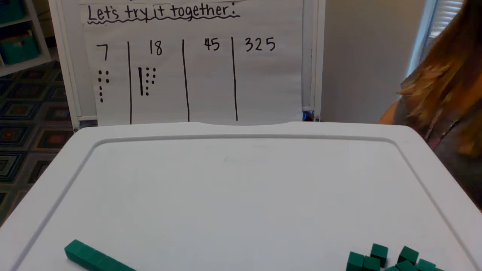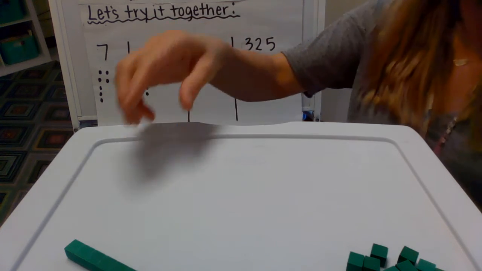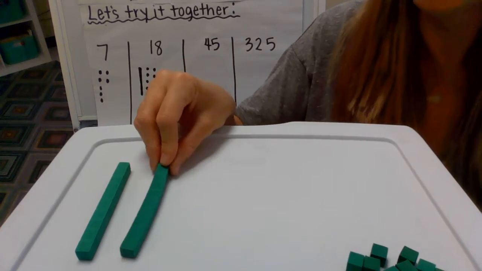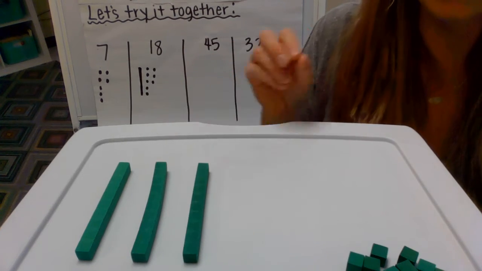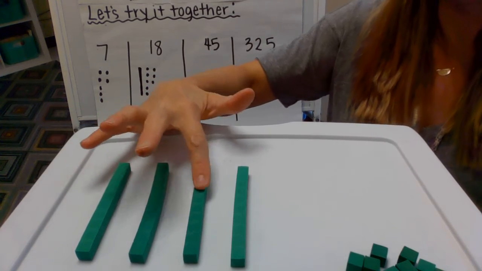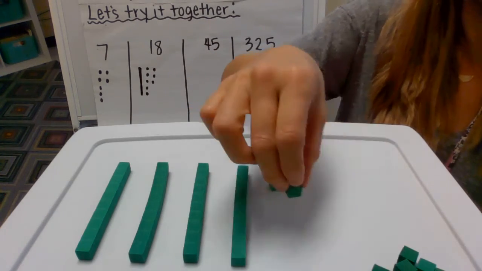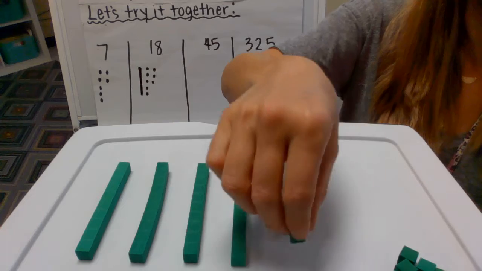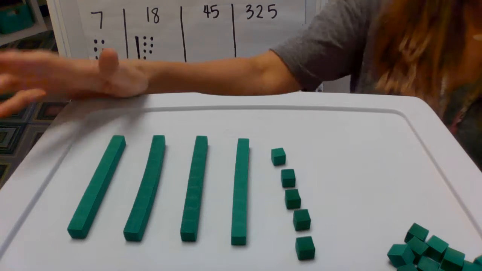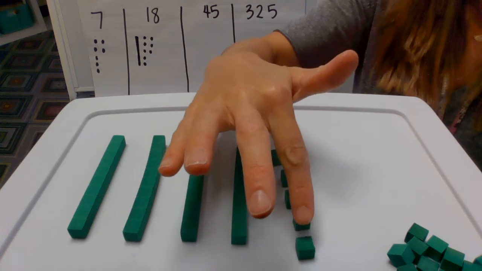The next one is the number 45. We're going to look at our tens, and there are 4 tens. So we're going to need 4 of our tens rods. We have 1, 2, 3, 4. I would count them 10, 20, 30, 40. Now I need 5 ones. 1, 2, 3, 4, 5. So now I have built the number 45. Let's count it together. 10, 20, 30, 40, 41, 42, 43, 44, 45.